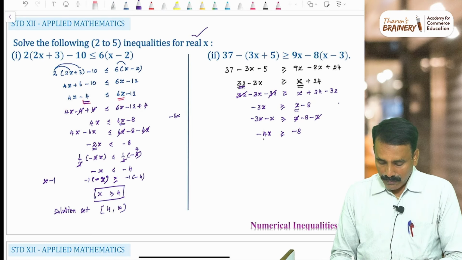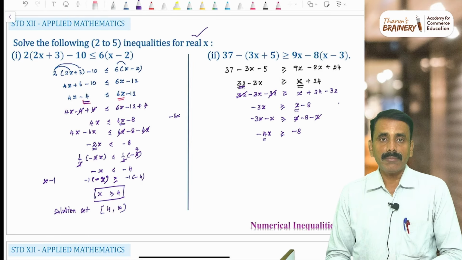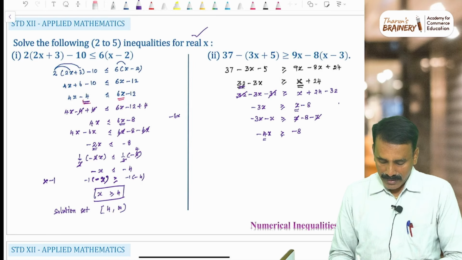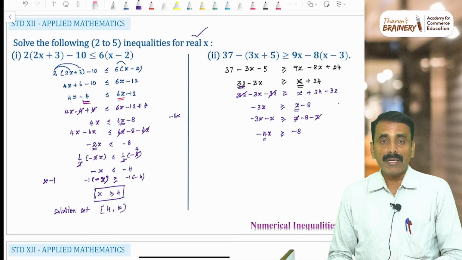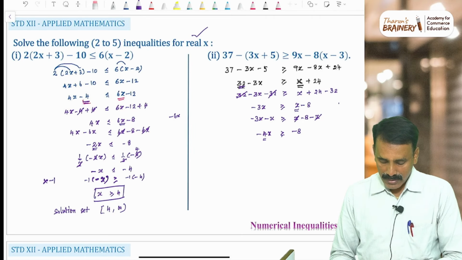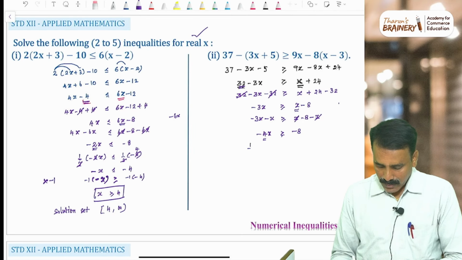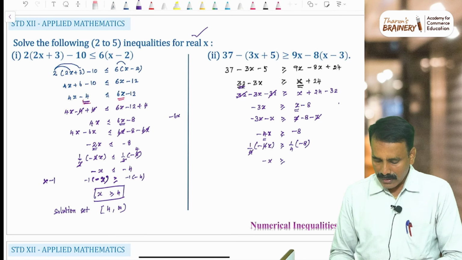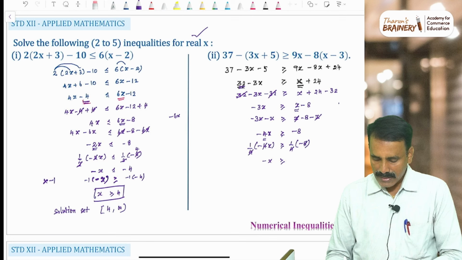So I want to remove 4 first. So this 4 is in multiplication with x. So we multiply with multiplicative inverse of 4 on both sides. So it is 1 by 4. So 1 by 4 multiplied with minus 4x greater or equal to 1 by 4 multiplied with minus 8. So 4 cancel, left hand side it is minus x greater or equal to, we cancel 4 with 8, it is 2, minus 2.